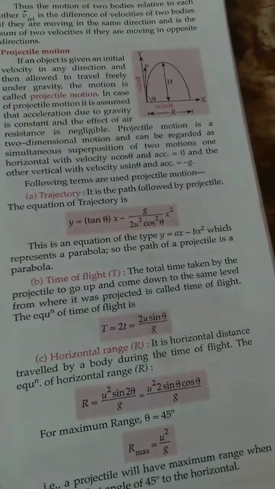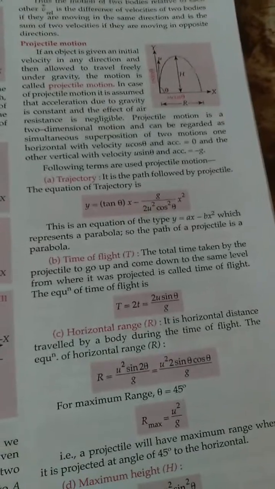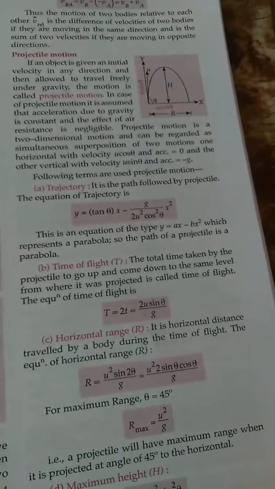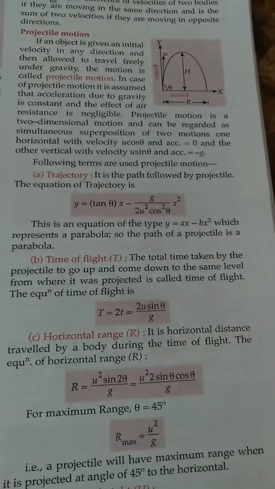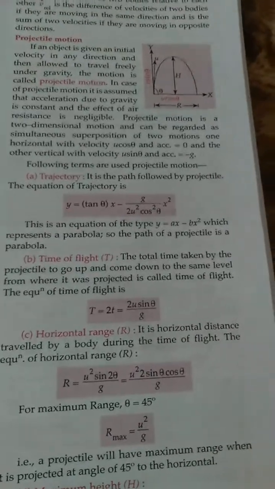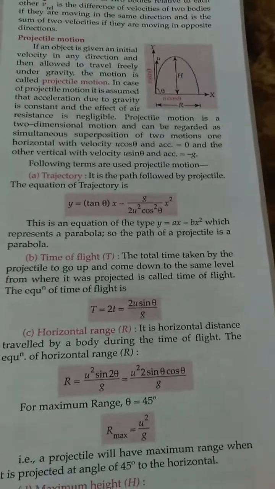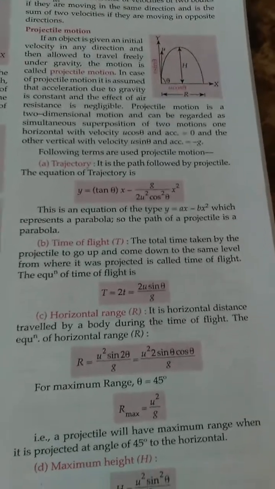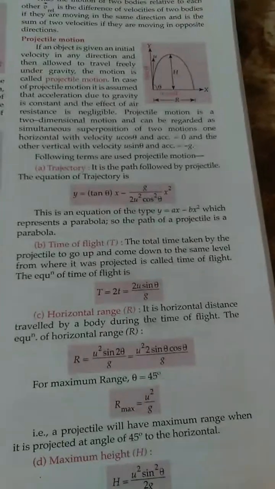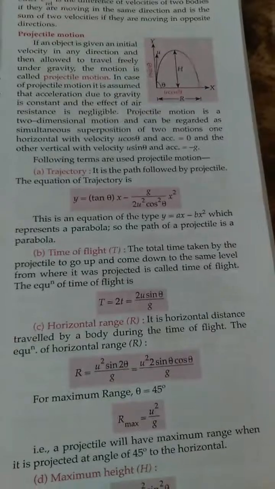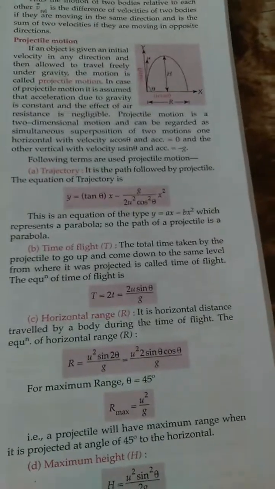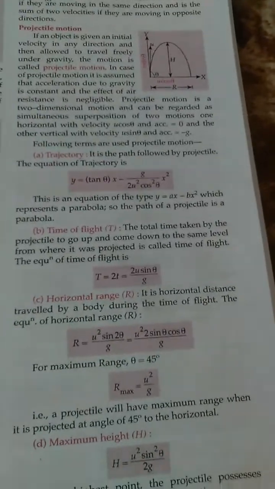Following terms are used. Projectile motion trajectory. It is the path followed by the projectile. The equation of trajectory is y equals tan theta times x minus g divided by 2 u square cos square theta into x square. This is an equation of the type y equals ax minus bx square, which represents a parabola. So the path of the projectile is a parabola.